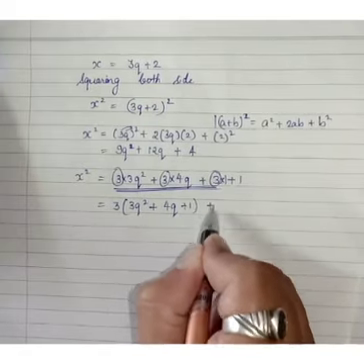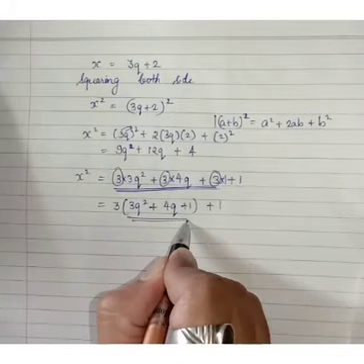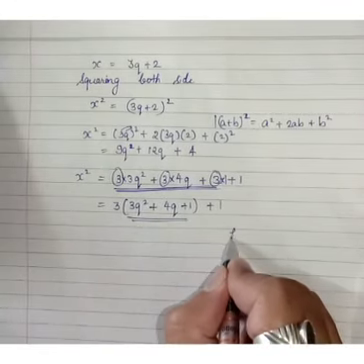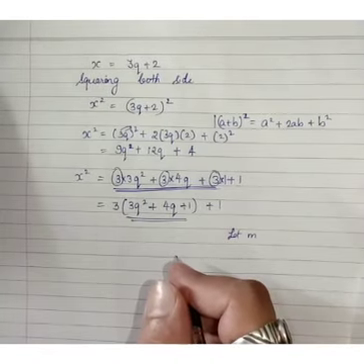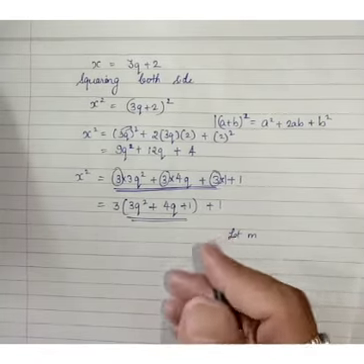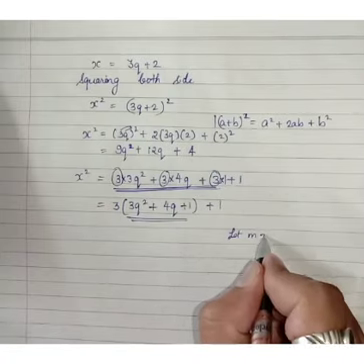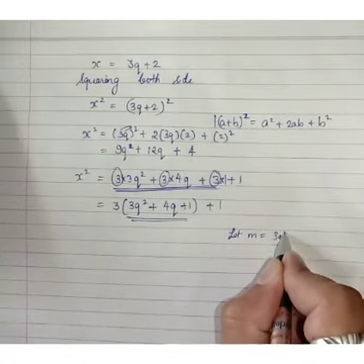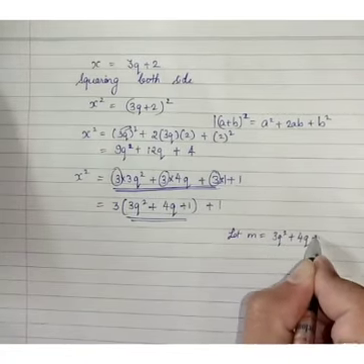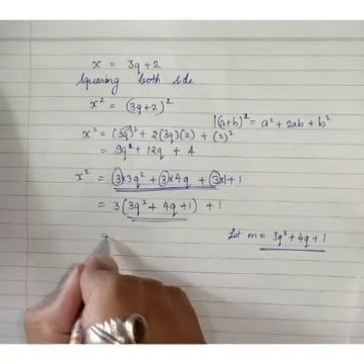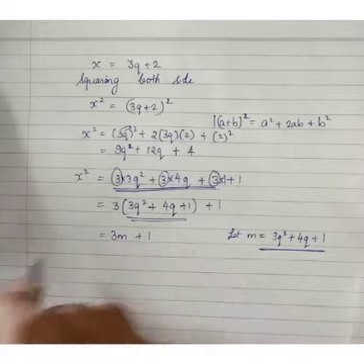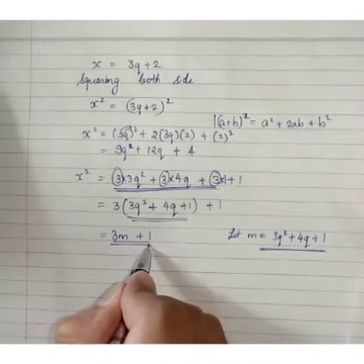So this part I will consider as m. Let m be any integer, so m can have the value 3q square plus 4q plus 1, right? So in place of this I will substitute m, and so my question is solved.